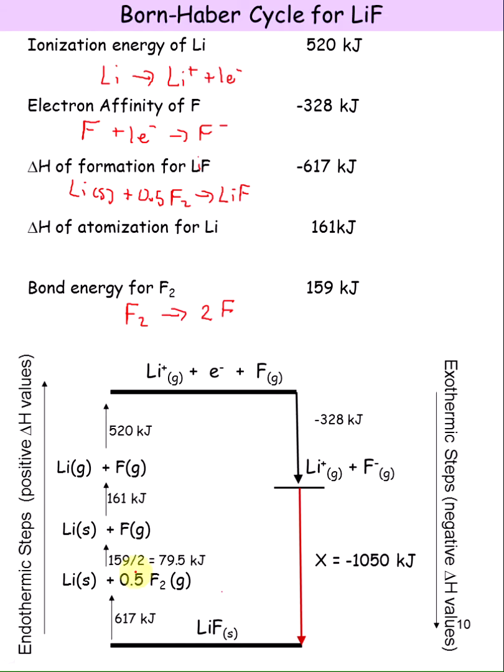So we see the cycle as we transition through. This also gives us an idea: this 520 has a larger vector here to show that the ionization requires more energy than going from the lithium solid to the lithium gas. So we have an idea of how much energy each step takes by the size of these arrows.